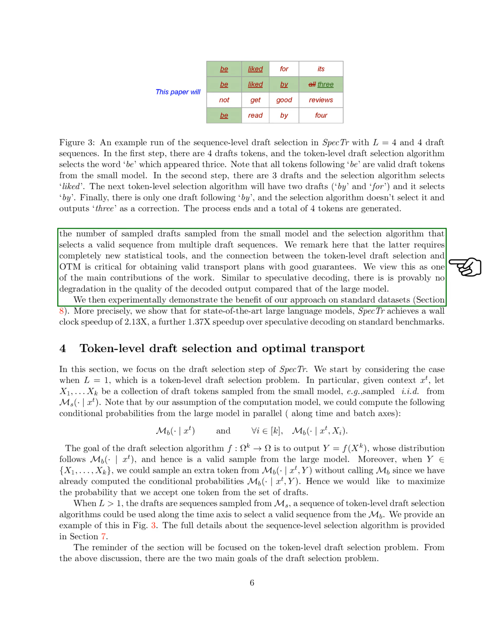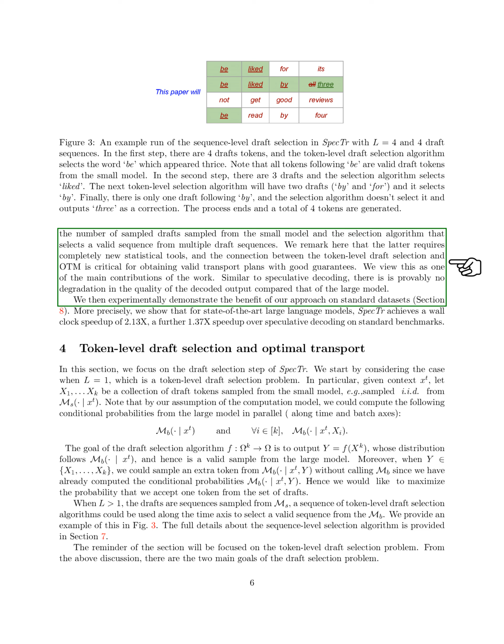The key difference between SpecTr and speculative decoding lies in the number of draft sequences sampled from the small model and the selection algorithm that chooses a valid sequence from multiple draft sequences. This requires entirely new statistical tools, and the connection between token-level draft selection and OTM is crucial for obtaining valid transport plans with good guarantees. We consider this one of the main contributions of our work.